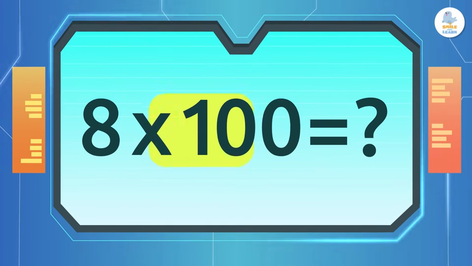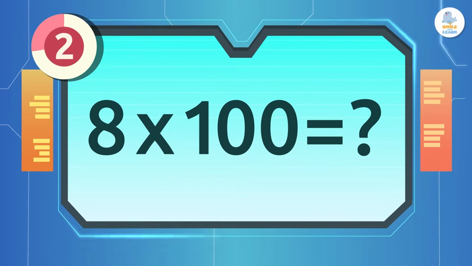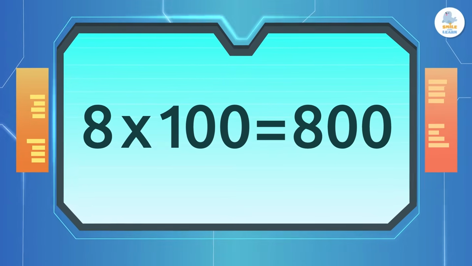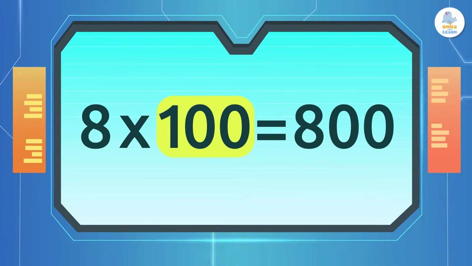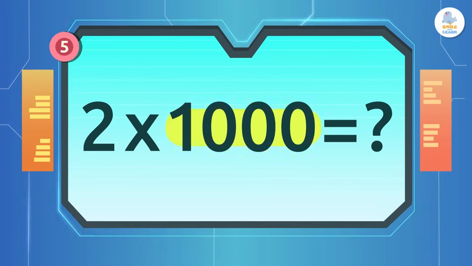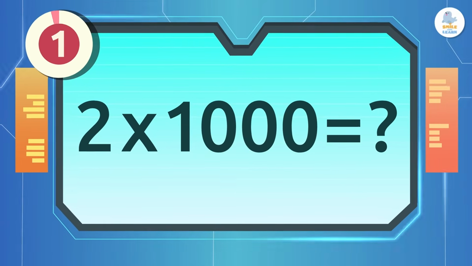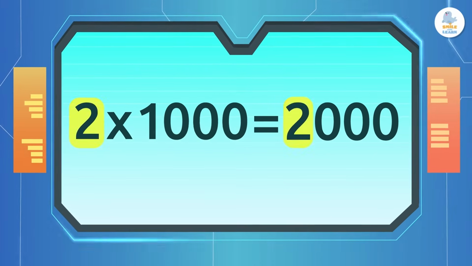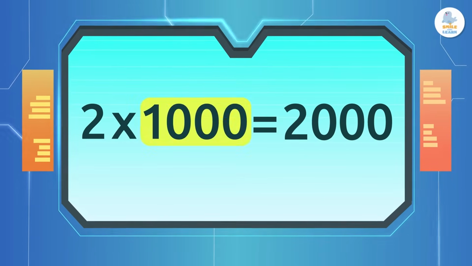What is 8 times 100? Very good, 800. First we put the 8 and add 2 zeros, because we're multiplying by 100. What is 2 times 1,000? Exactly, 2,000. We put the 2 first and add 3 zeros because we're multiplying by 1,000.